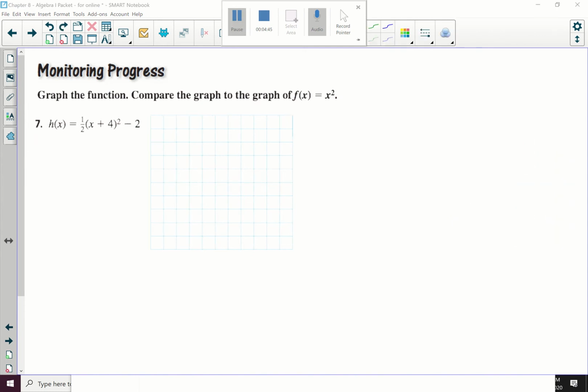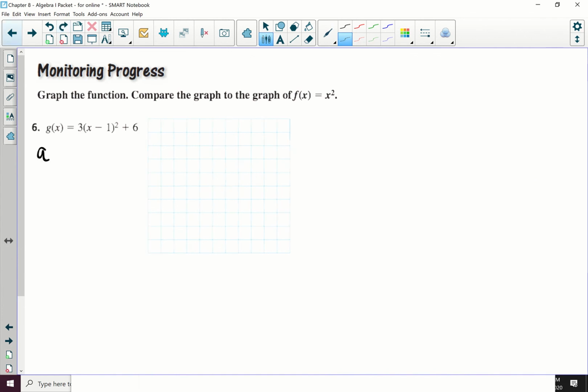Here's your example in monitoring progress. We want to compare this function here with our parent function x squared. So let's see, here we go. This is number 6. We want to go ahead and write down all of the information. So we have that a is equal to 3, and it opens upward. We also have that since it's 3, it's 3 times as steep as our parent function.